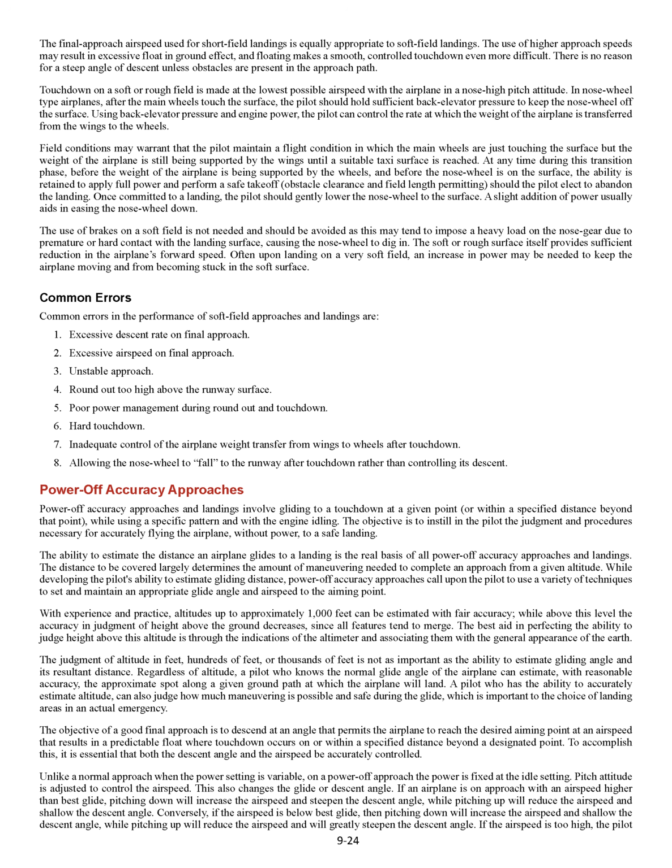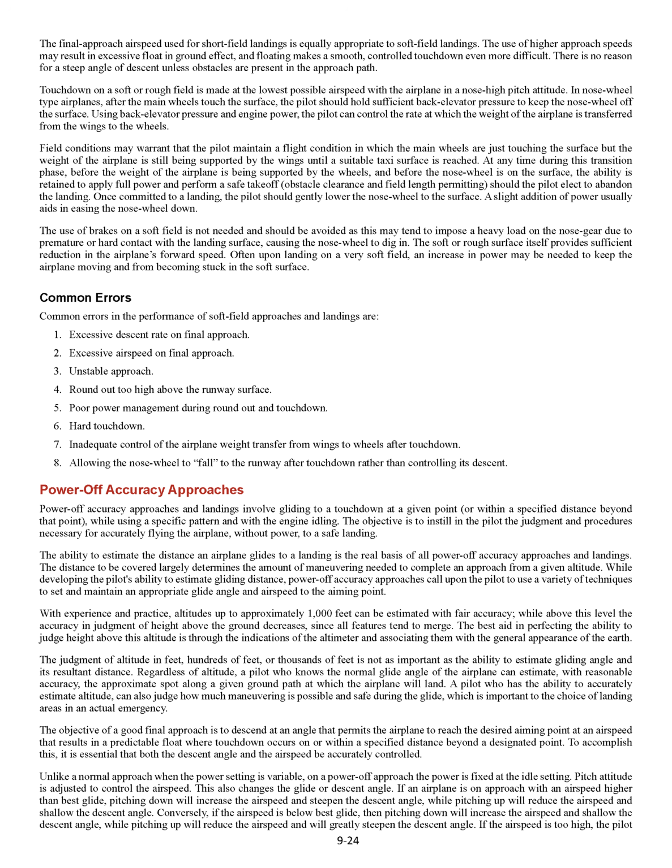Power off accuracy approaches. Power off accuracy approaches and landings involve gliding to a touchdown at a given point, or within a specified distance beyond that point, while using a specific pattern and with the engine idling. The objective is to instill in the pilot the judgment and procedures necessary for accurately flying the airplane, without power, to a safe landing. The ability to estimate the distance an airplane glides to a landing is the real basis of all power-off accuracy approaches and landings.